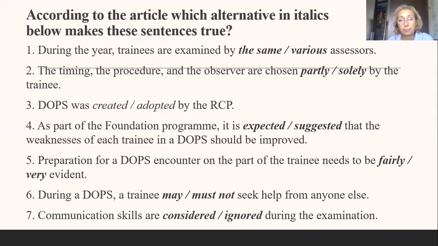Here we have some sentences that we should complete according to the article. Which alternative in italics below makes these sentences true? Well, let us listen to Sohita. The first. Yes. During the year, trainees are examined by the same or various assessors. They are examined by various assessors, ma'am, like specialists. Yes, exactly. You're right. Okay.